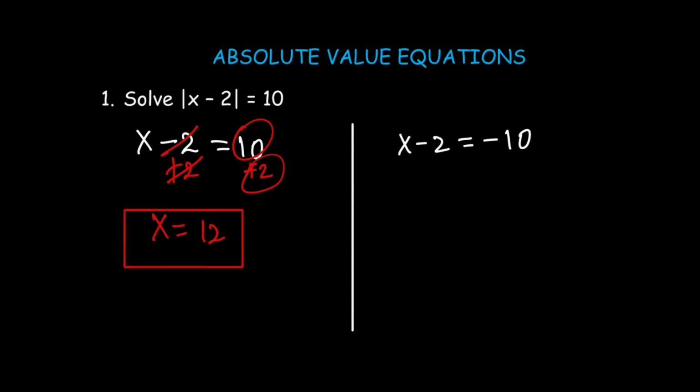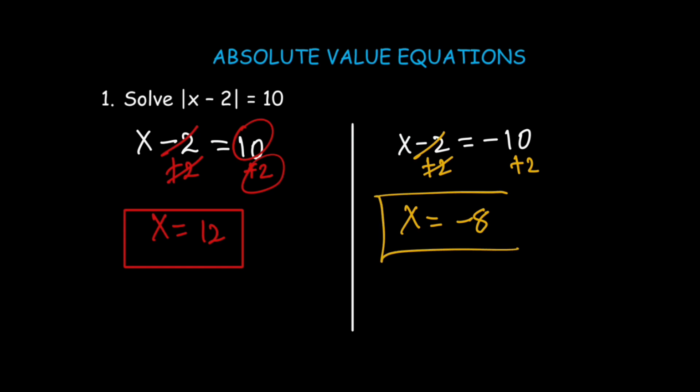Then we move on to the second equation. Again, I'm going to add 2 on both sides so that this -2 will cancel out this. Then we are left with x equal to -10 plus 2, which is giving us -8. So this is the other value of x, and that is pretty much it for this problem. And we can just go ahead and verify if we are correct or not.